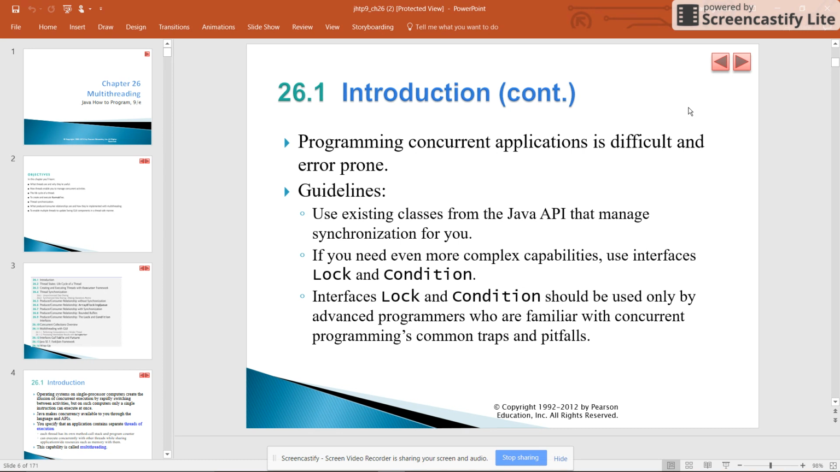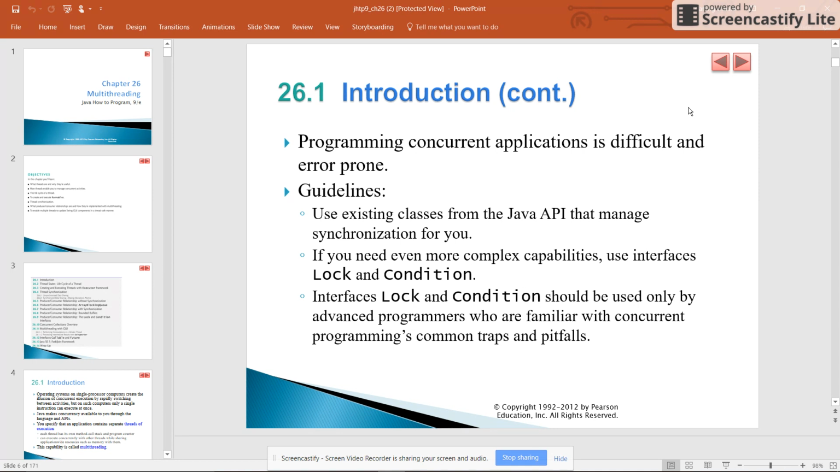So in process-based multitasking, the different threads have their own area of address, but thread-based multitasking has the same address. So the address memory space is shared between the two or three different processes because it comes under one thread.